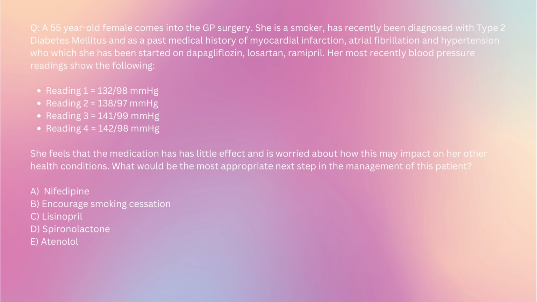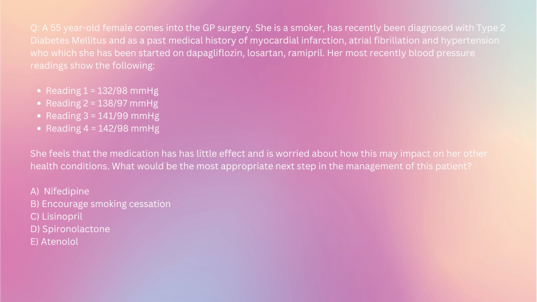So this patient feels that the medication has had little effect, so whatever medication she's on isn't working, and she's worrying it may impact her other health conditions. What would be the most appropriate next step in the management of the patient? The next step meaning after what she's already been given. The options are nifedipine, which is a calcium channel blocker, lifestyle modification, which is smoking cessation, lisinopril, an ACE inhibitor, spironolactone, and atenolol, a beta blocker.